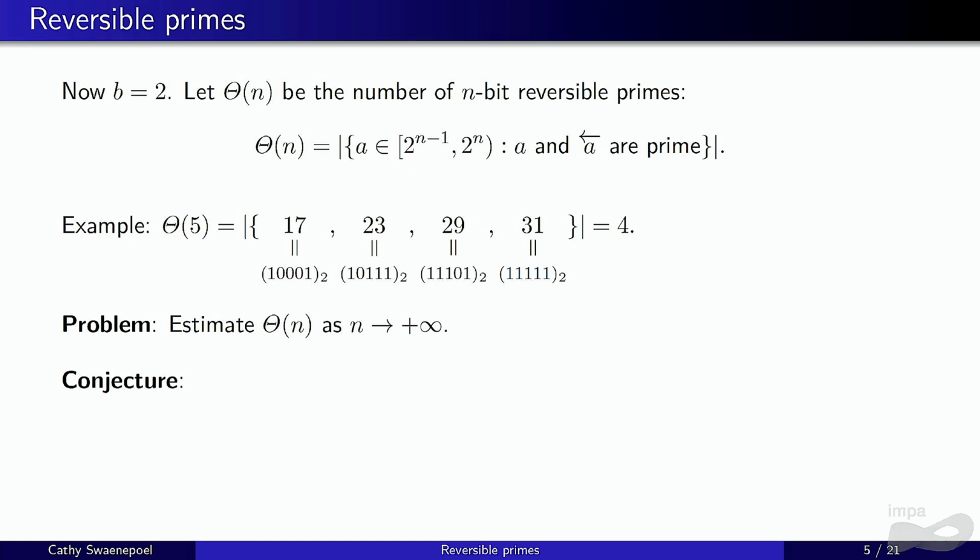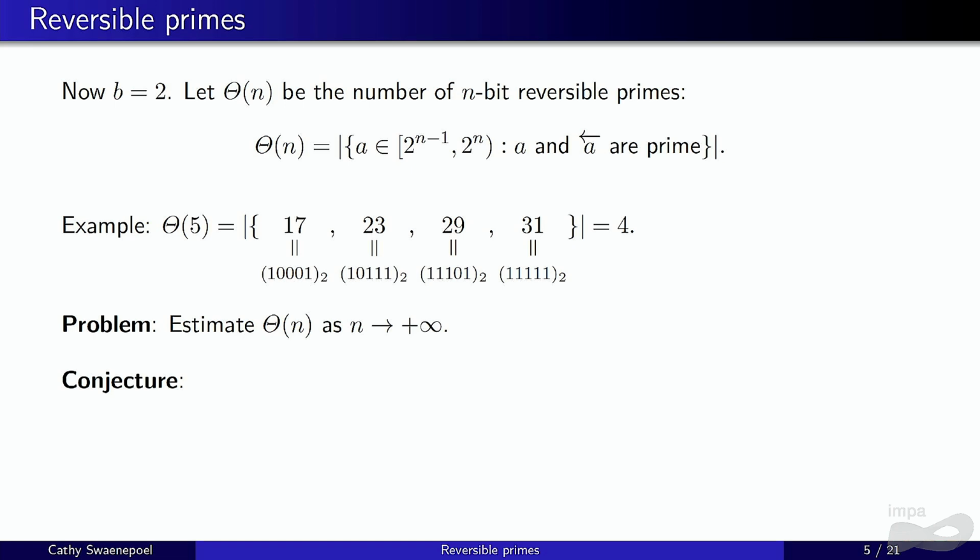So with my co-authors, we decided to focus on base 2, which is an emblematic case. So from now on, the base is 2. The quantity we're interested in is theta of n, which is the number of integers a with n bits, such that a and its reverse are prime. We want both of them to be prime. Such an integer a is called a reversible prime because it is a prime, and when we read its digits in the other direction, we still get a prime number.